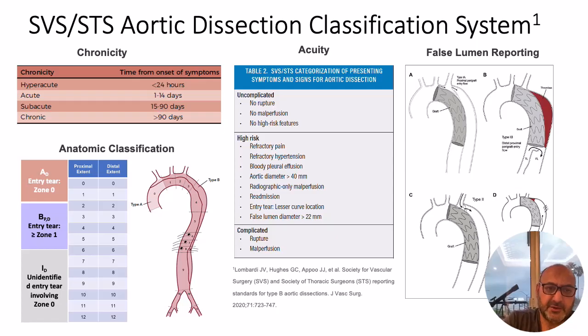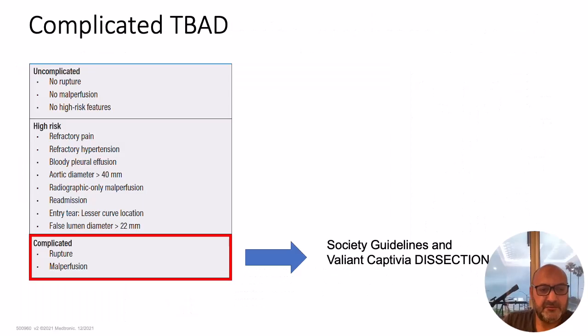And also there are new high-risk features such as refractory pain, refractory hypertension, readmission, and these are new radiographic malperfusion, which I'll show you what that means in a future slide in this presentation.